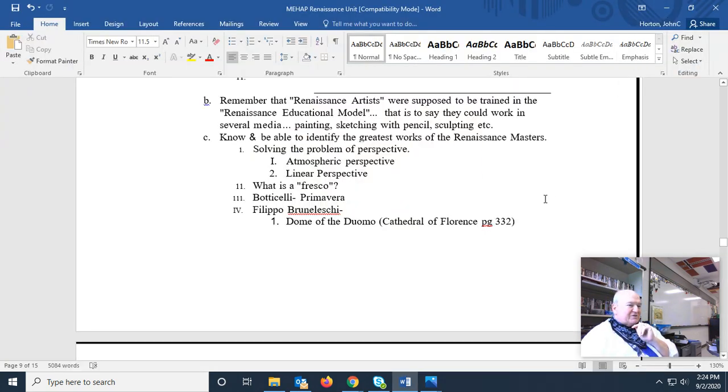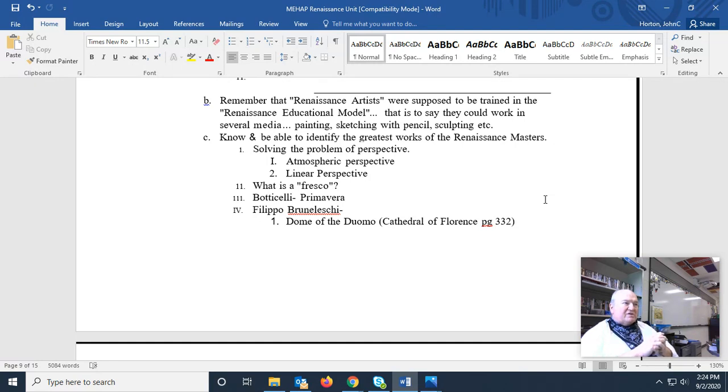What is a fresco? A fresco was one of the primary methods of painting during the Renaissance. A fresco is a painting. In fact, the entire Sistine Chapel ceiling is a fresco. It's where you take wet plaster and then you adhere the paint to the wet plaster. And it's a very tricky process. You have to get the painting done before the plaster dries.